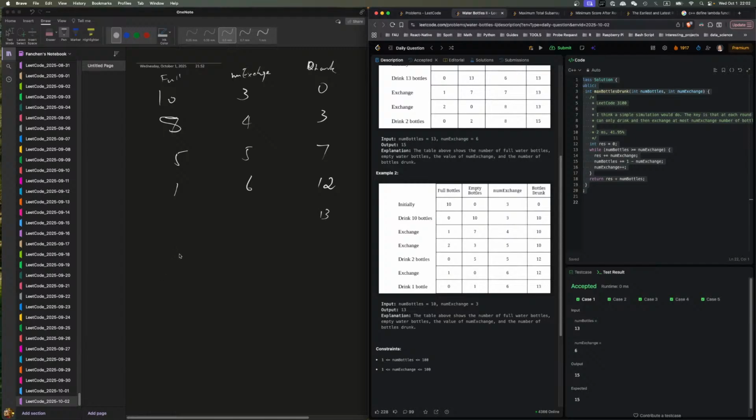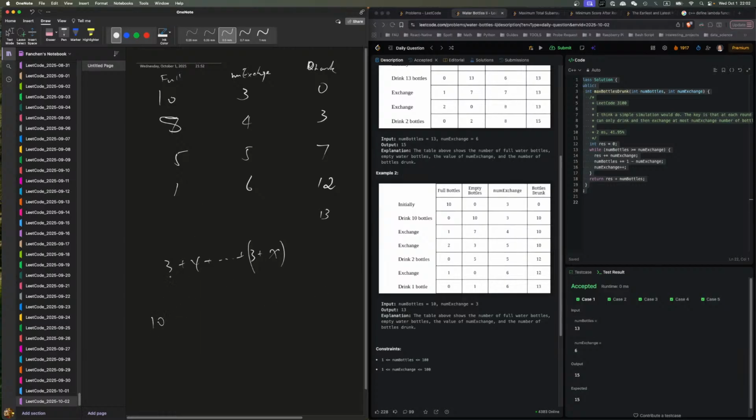Because we just say how many times we have to do it, like 3, in this case 3 plus 4 plus something, right? We can say 3 plus X, that's the number of times. So this is the exchange, and it will stop once the exchange becomes bigger than the full, right? Because the full will start with 10, and each exchange will just add 1.